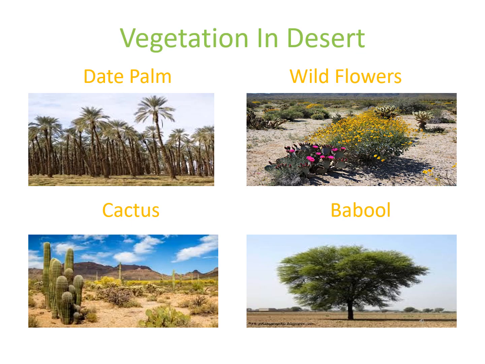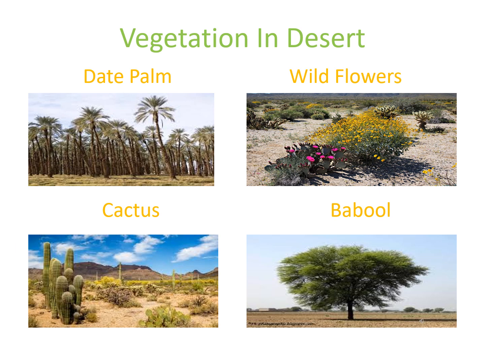The vegetation in the desert is very rare. Only a few plants grow there. First, the picture which you can see is of a date palm. Next, there are some white flowers that also grow there. Then the cactus, babool, kikar, all these plants grow in the desert area.